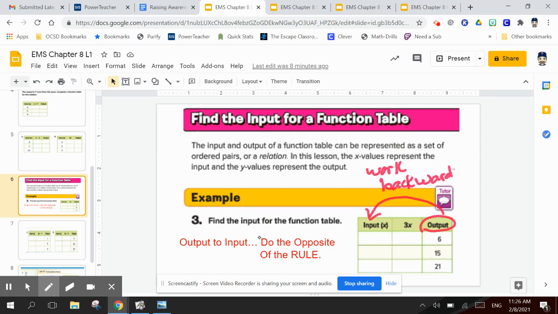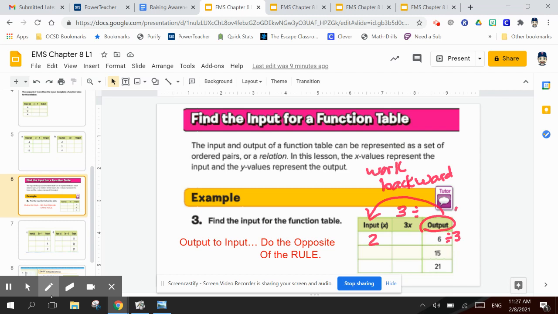In this case, I have to do the opposite of the rule when I go from output to input. So here I have 3 times x. So the opposite of that would be to divide by 3. So since I'm going backwards, I take my output, which is 6. I divide that by 3 because I'm going backwards. 6 divided by 3 is 2.